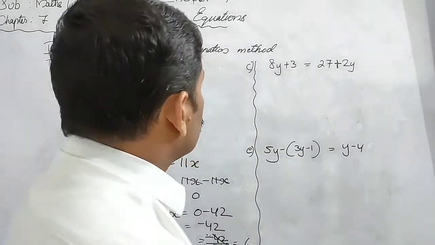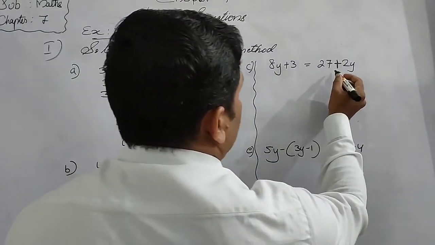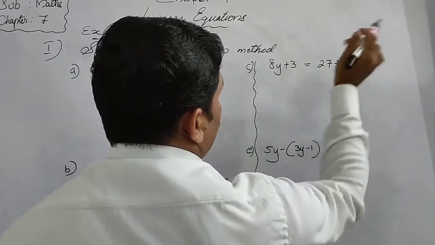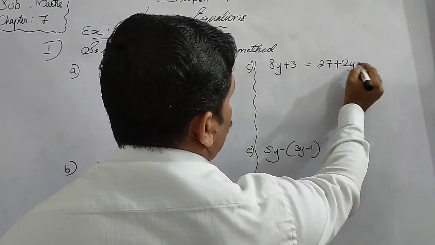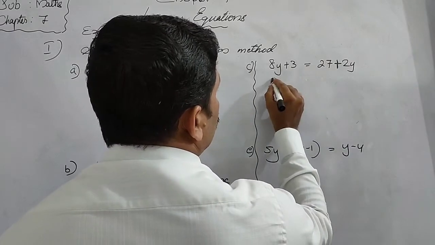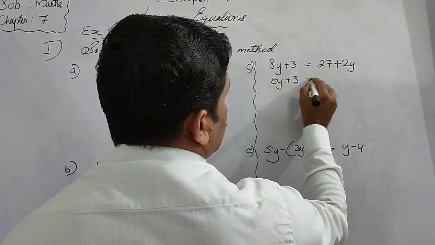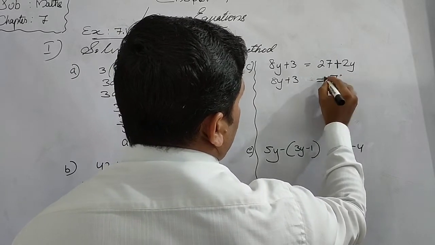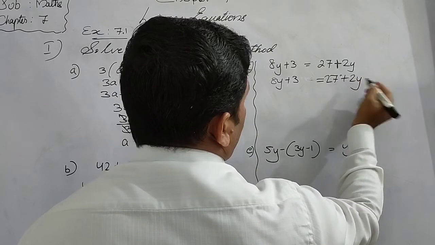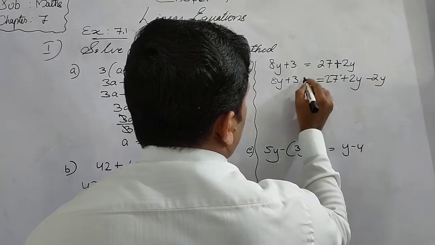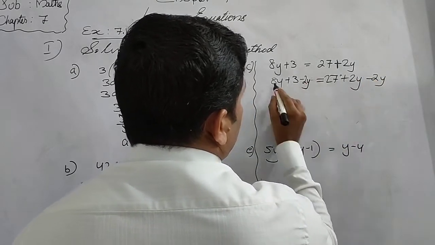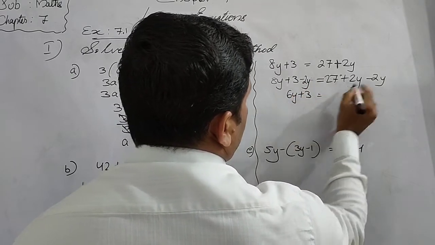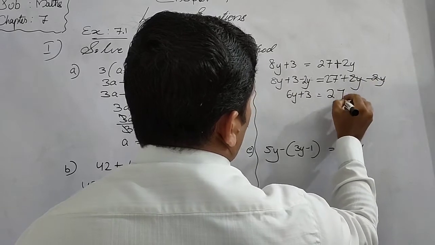Next question students, question number C, that is 8y plus 3 is equal to 27 plus 2y. Here also y is on both sides, so from one side I am avoiding this y. Here it is plus 2y, so I have to subtract 2y. 8y plus 3 is equal to 27 plus 2y, and in order to avoid this plus 2y, at the same time here also minus 2y. Then 8y minus 2y is equal to 6y plus 3, and here both will be cancelled, is equal to 27.